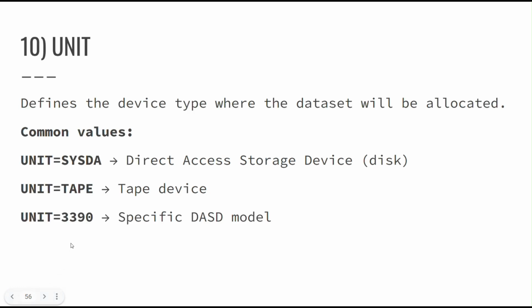Okay, now let's see the UNIT parameter. It defines the device type where the dataset will be allocated. There are different types, but I have taken only three for better understanding. UNIT equals SYSDA, another one is UNIT equals TAPE, and UNIT equals 3390. Based on our requirements, we need to use them.